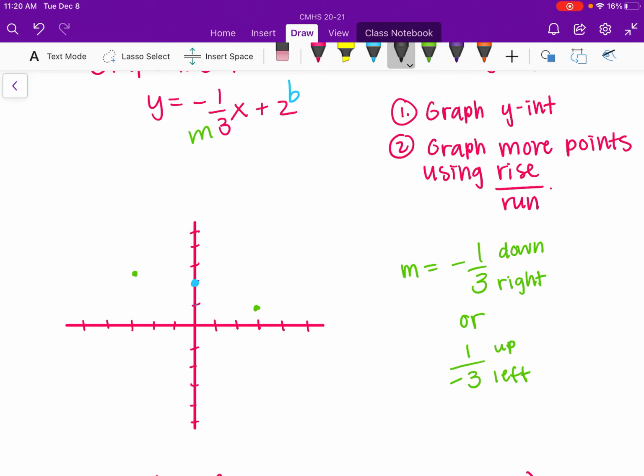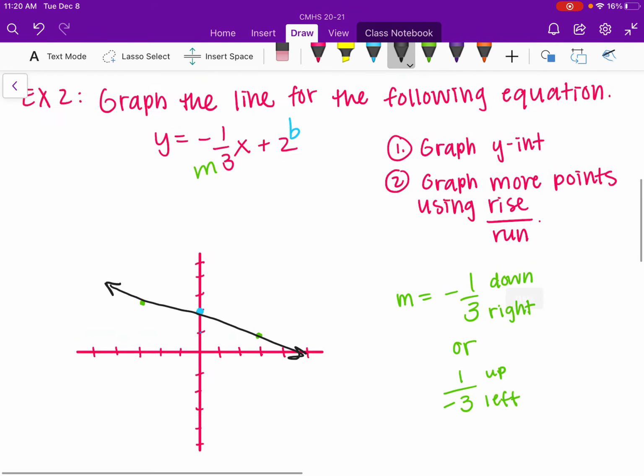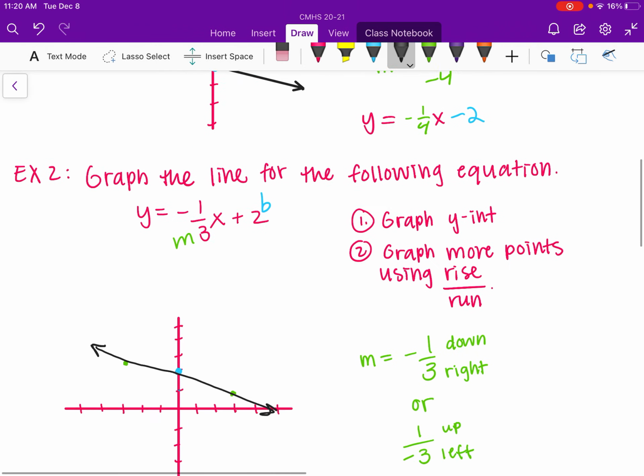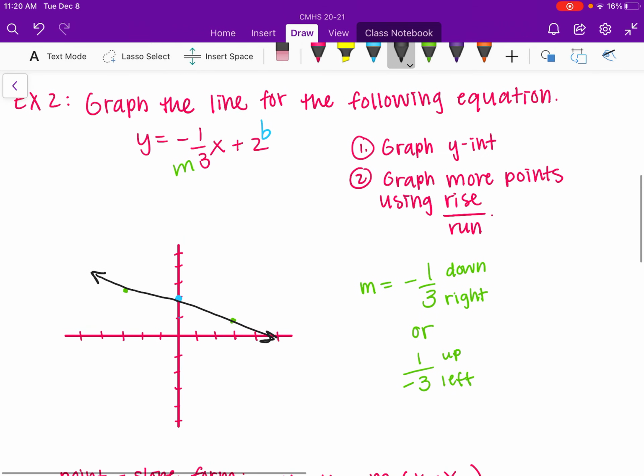Okay, and you'll see that if we connect them, they do actually form a very crooked line in my case, but they do form a line.